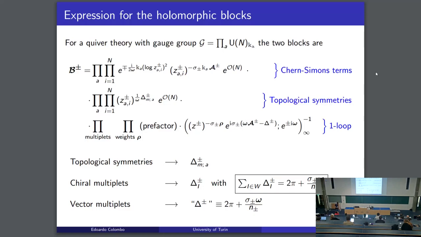Okay, let me flash briefly an expression for the blocks, plus or minus. Without going too much into details, I can say that there is a contribution coming from Chern-Simons terms, a contribution coming from topological symmetries. Both of these are classical contributions. And then there's one-loop terms, which is given in terms of cupocammers.